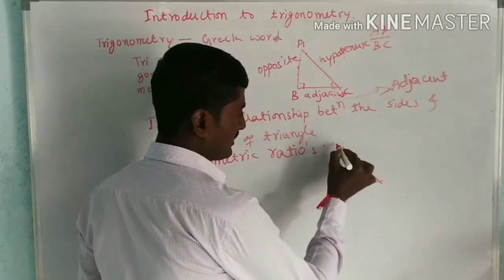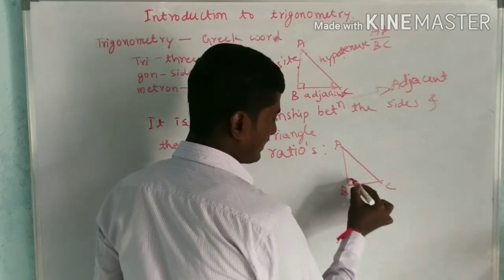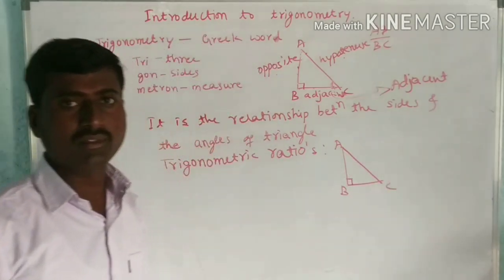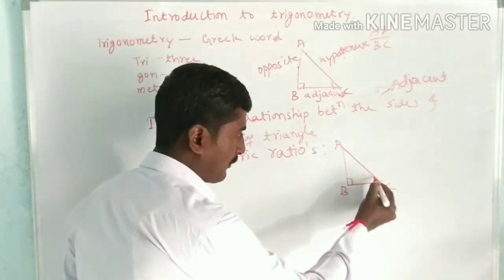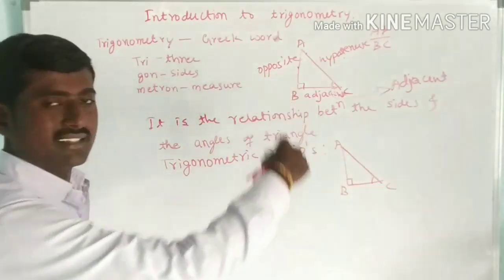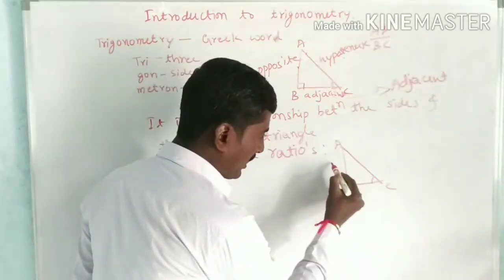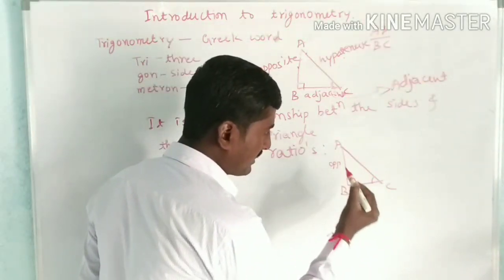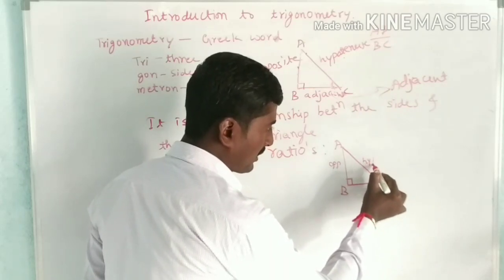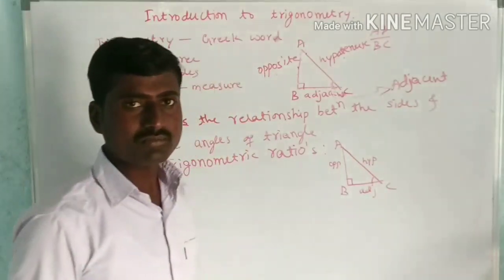Okay. Now this I will take as angle A, B, and this is angle C. In this one, angle B is 90 degrees. Now I am going to find the relationship between the angle C and the sides of the right angle triangle. Now this will be what? This is the opposite side, this is the hypotenuse side, and this will be the adjacent side.